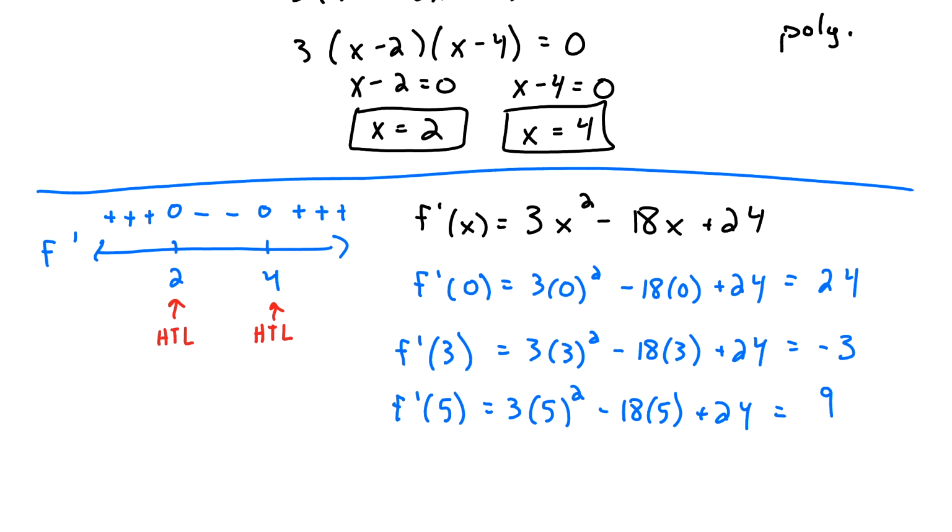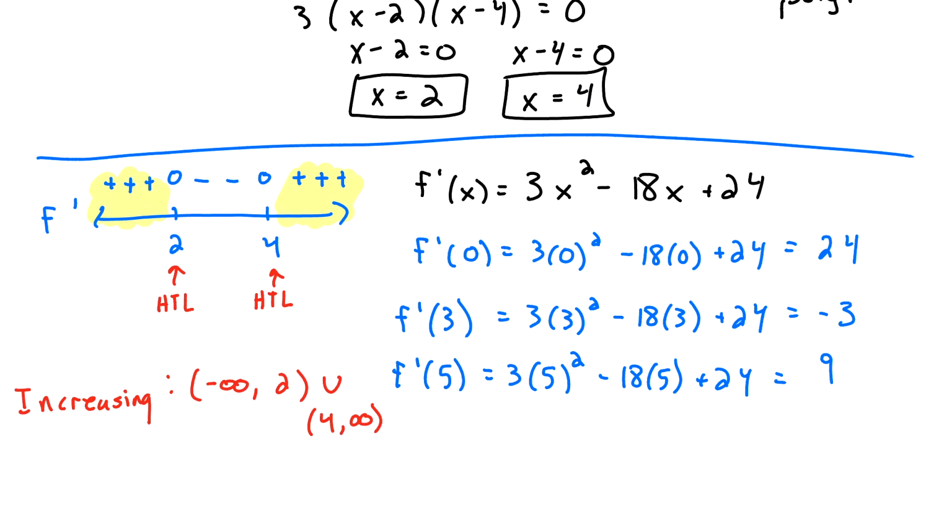So I can already say a few things about this function. I can already give part of my answer right now. I can say this graph is increasing on negative infinity to positive 2, so that interval right here, and then 4 to positive infinity. It is decreasing in the middle, so that would be on the interval 2 to 4. So there's part of my solution already. We've got that.